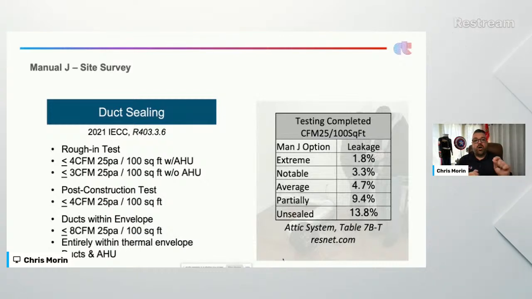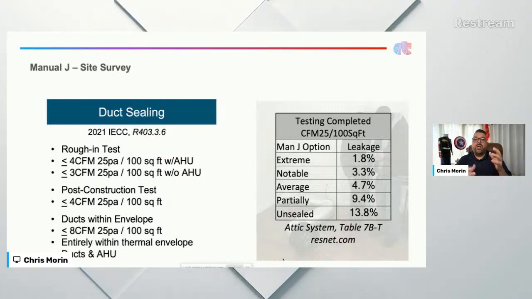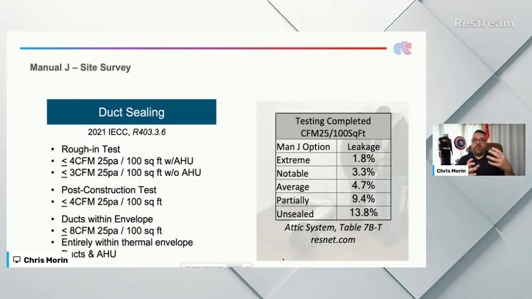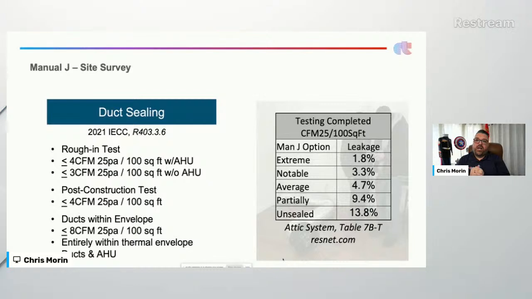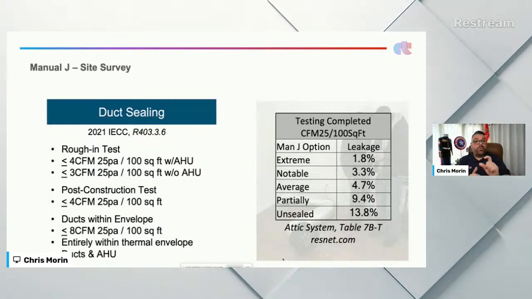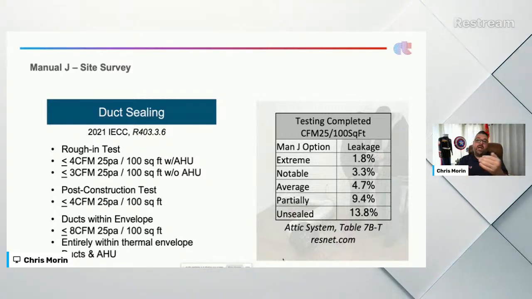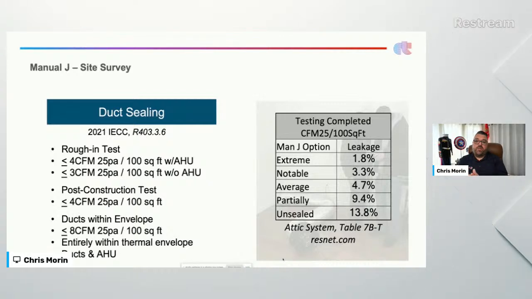Notable when you set that on your Manual J version 8 software means 3.3% of leakage, meaning the leakage divided by 100 square feet that the unit services. That's what the code is. The code is actually 4 CFM at 25 pascals per 100 square feet with the air handler. All right. Now, the code requires you do a rough-in test if you can, but you have to complete a post-construction test and pass that 4 CFM per 100 square feet.